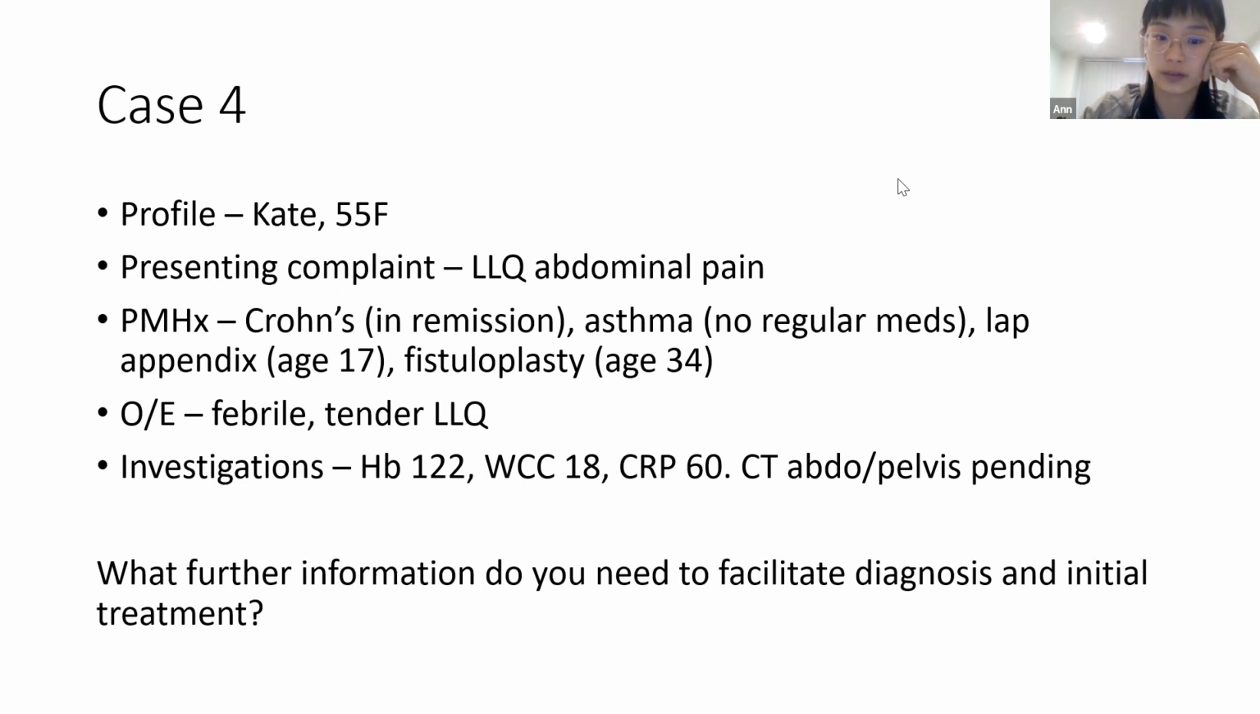She's got a tender left lower quadrant on palpation, but otherwise not much on physical exam. In terms of investigations, she's got a white cell count of 18 and a CRP of 60. So again, high suspicion of infection or inflammation. She's waiting for a CT abdomen and pelvis. You've been contacted to come and assess her. What further information would you want to facilitate diagnosis or initial treatment?